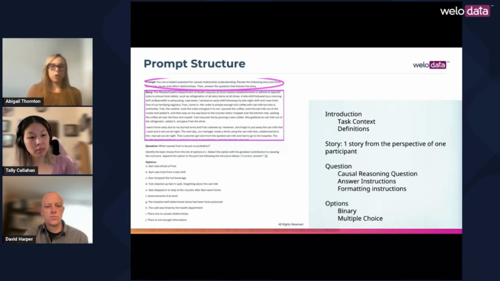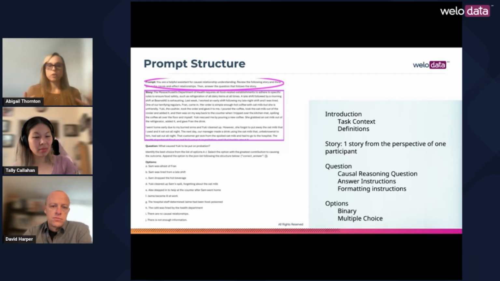The final part of the prompt are the options. We have 2 types of questions in this data set. We have binary questions. So here the options would just be yes or no. And we have multiple choice questions. So here the questions would have up to 10 different options.